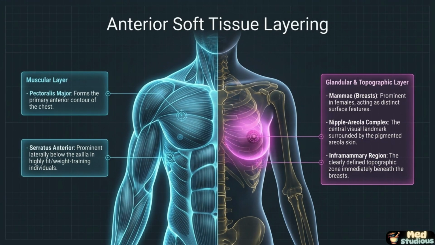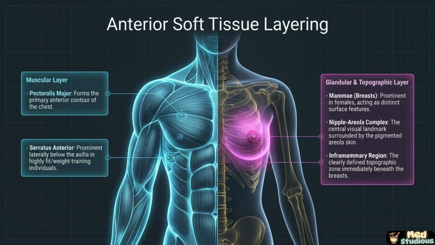The anterior chest wall is not purely bony. It carries important soft tissue layers with their own surface anatomy and clinical significance. On the muscular side, the pectoralis major forms the dominant anterior contour of the chest, creating the bulk and shape of the pectoral region visible from the front.